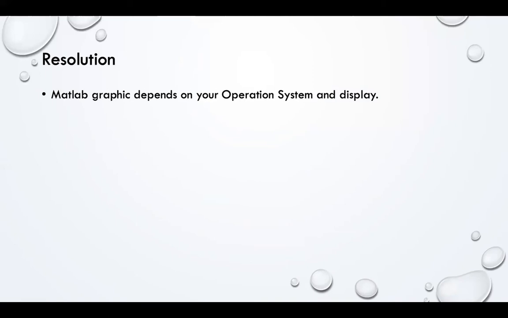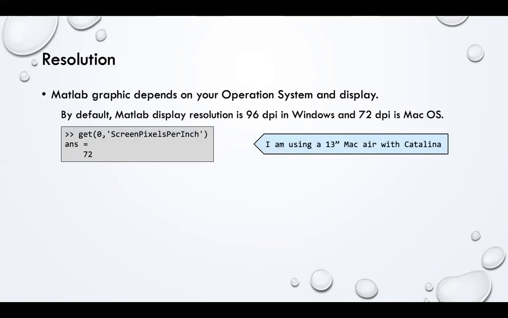Because Matlab includes its own graphic interface, all of the Matlab graphics you see on your screen depend on your operating system and the screen, which is your display, no matter the monitor or laptop display you use. For Matlab, the default display resolution is 96 dpi, which is dots per inch, on Windows. So if you use Windows, this is default, and this is readable. I forgot which version, but after some version of Matlab, you are not able to change it anymore. So the default is 96 for Windows. However, if you use Mac OS, that's 72.